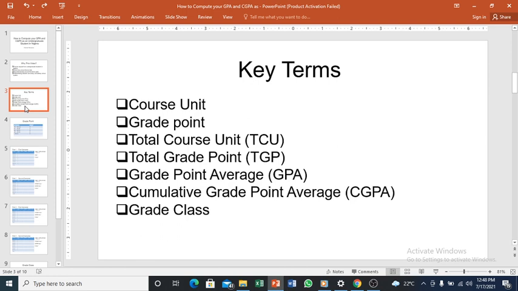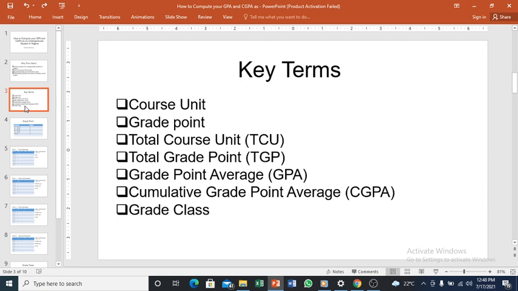Now, the next thing is total course unit. So TCU, your total course unit has to do with the total number of units for all the courses you are offering in a particular semester, or the total course unit of all the courses you have offered thus far. So when we are calculating the cumulative grade point average, that's CGPA, we make use of all the total course units from the beginning, when you gained admission into the school, till the present time that you are in. But when we are calculating GPA, we make use of just the total course unit for a particular semester. I would explain that later on, so you can be very patient with me.